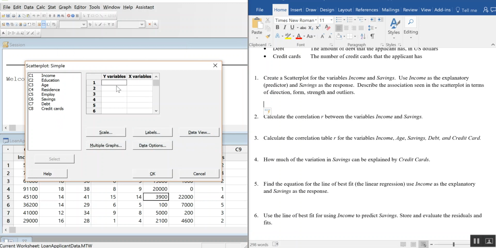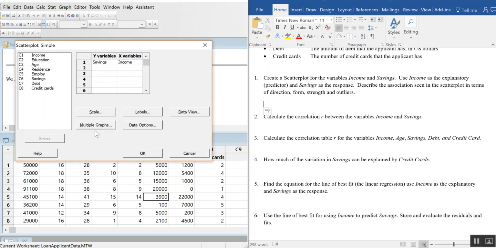And then for the Y variable, or the response variable, I'm putting in savings. And then for my X variable, or my explanatory variable, I'm going to be putting in income. There are other things that I can select within these data options, like the scale, multiple graphs, other things like that. I'm not going to mess with any of that right now because I just want a simple picture of what's going on.